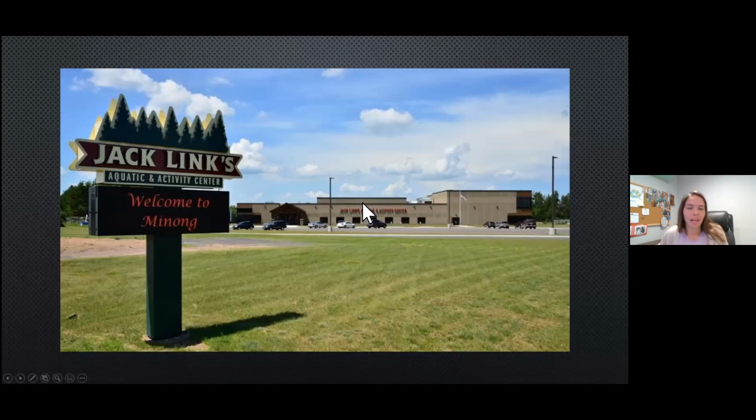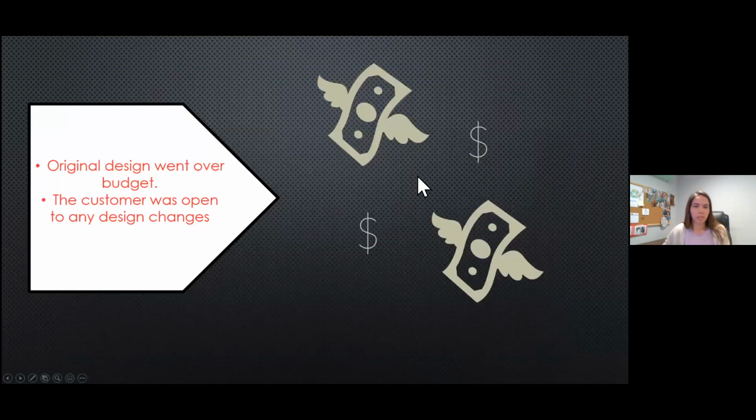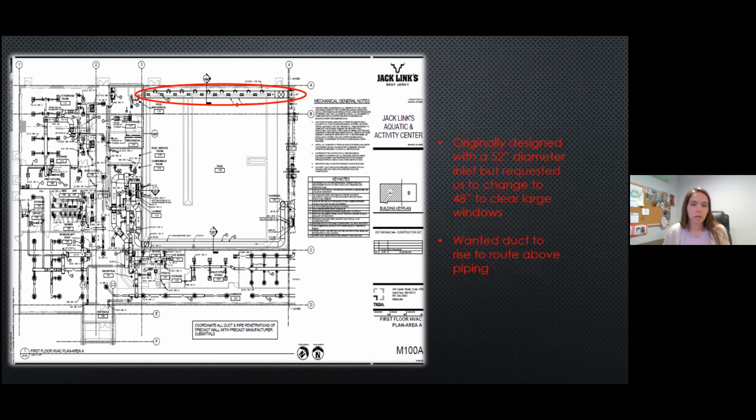Okay, so I put together a brief case study on this project that we designed called the Jack Links Aquatic and Activity Center. When our customer initially reached out to us about this project, it had gone over budget, and our customer was open to any design changes that we saw necessary. In the initial design, we supplied this piece of duct here in the pool at a 52-inch inlet. They requested us to change that to a 40-inch diameter to be able to clear the windows on that exterior wall, but they also wanted the duct to rise at the inlet to get above those windows.